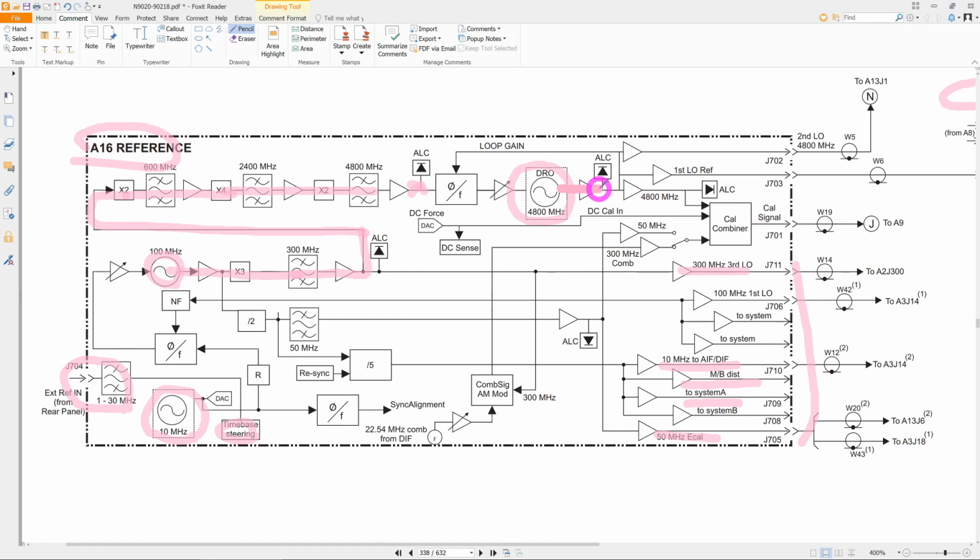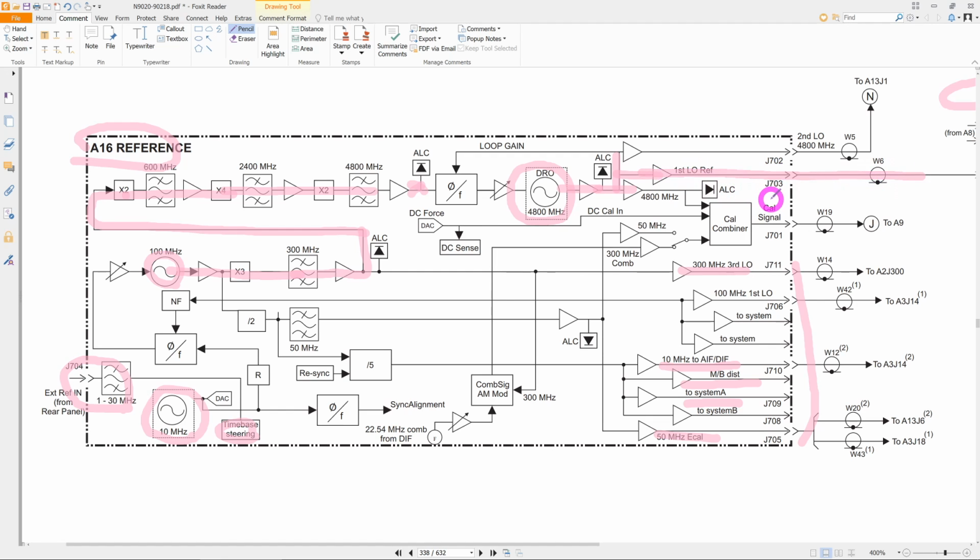And we're going to have an amplifier and another ALC over here. This thing is full of ALCs. And then we have a few amplifiers that simultaneously split this signal so it can go into multiple places. And we're going to follow the one that goes to the second stage. There it is. This is a first LO reference, and that's pretty important.